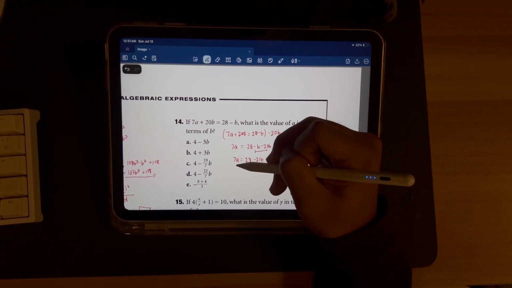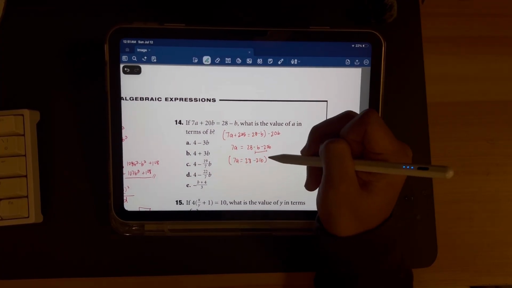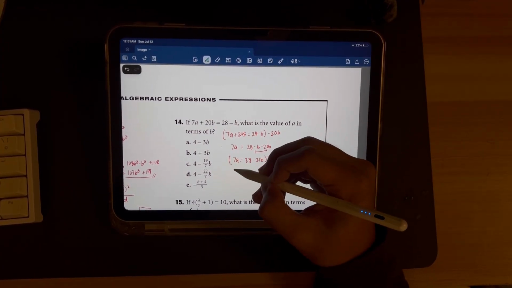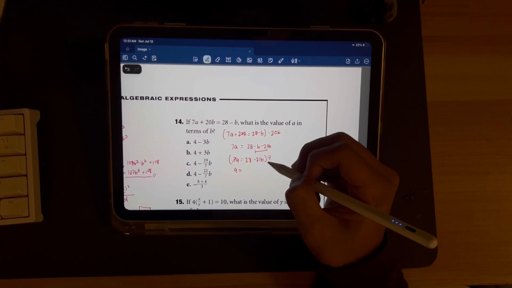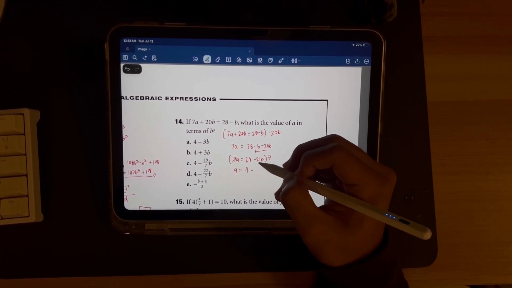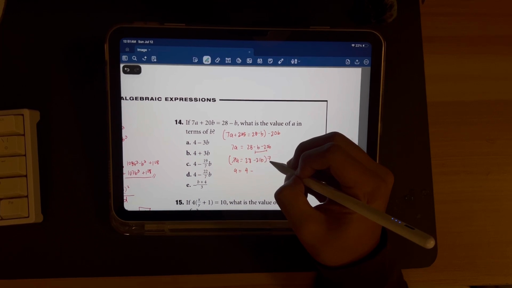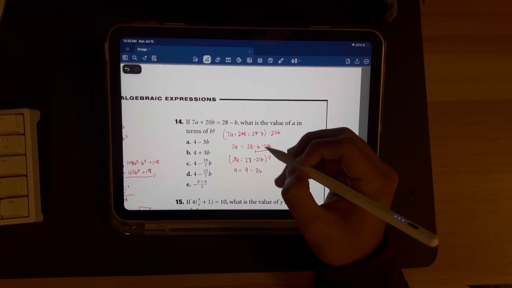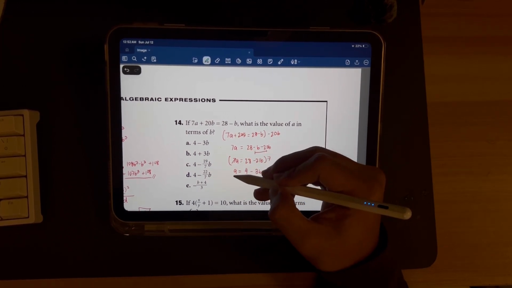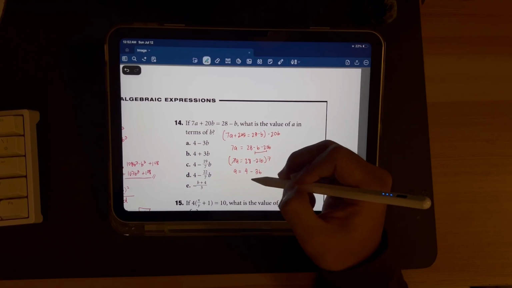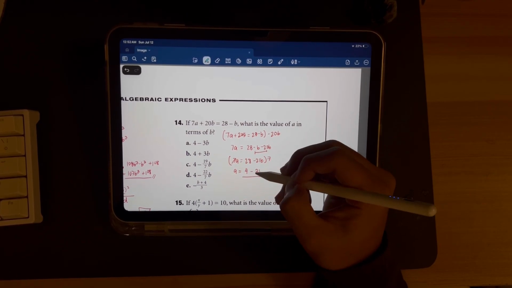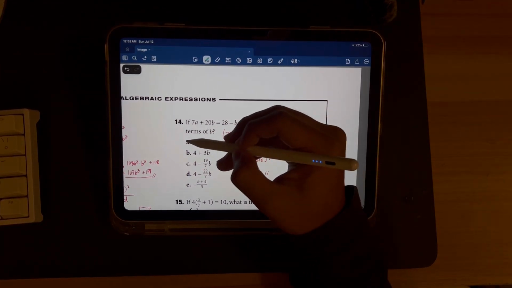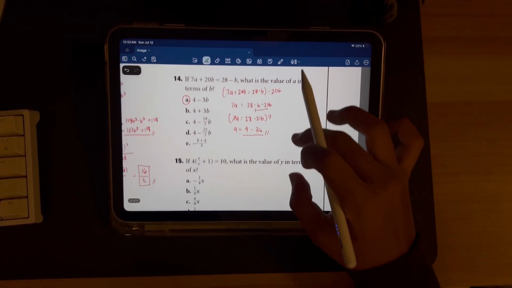And since our a is still not isolated, we can remove 7 by dividing 7 both sides. Dividing by 7, we would end up with a is equal to 28 divided by 7, that would become 4. Now a is isolated and we can no longer simplify these values. We are left with the final answer of 4 minus 3b, and among the choices, letter A is 4 minus 3b.